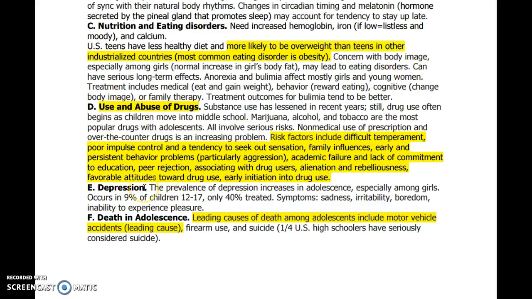All right, depression. What research shows is that depression increases during the teen years, especially among girls. It occurs in about 9% of children aged 12 through 17. What we find is that less than half are actually getting treated for the depression. The number one cause of death in adolescence is motor vehicle accidents. That's the leading cause, as well as firearm use. Suicides can also be a cause of death in the teen years.